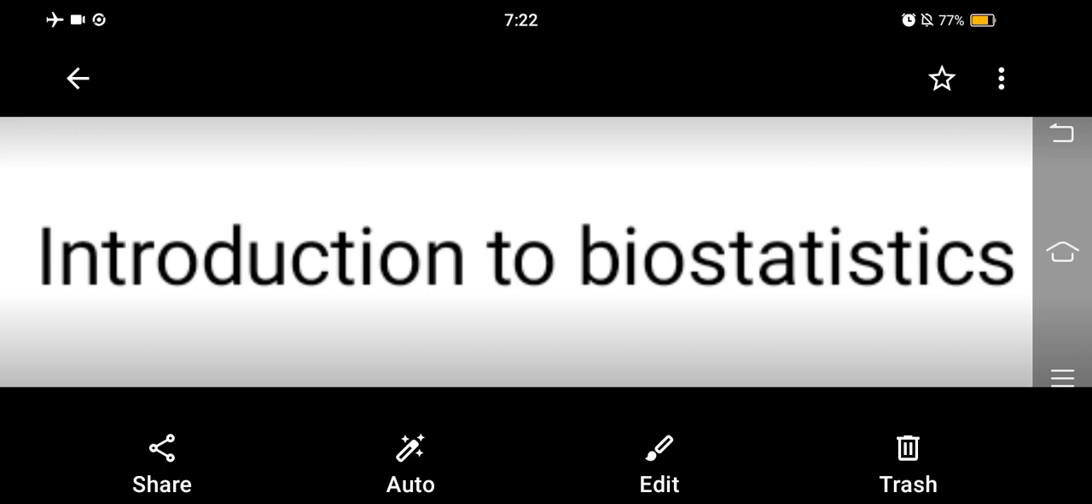This accuracy of large values, and this applies to continuous as well as discrete variables, can be expressed succinctly using scientific notation. Now let's learn about the applications of biostatistics.